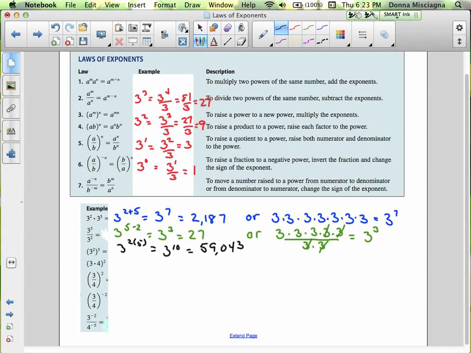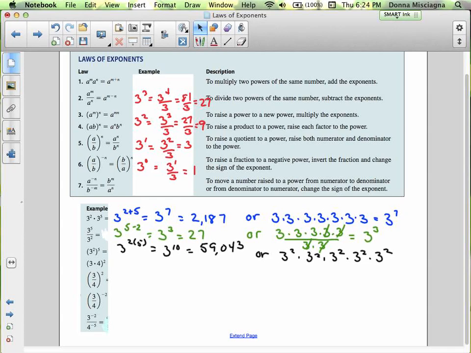All right, now to think about why that would be true. If I'm raising 3 squared to the 5th power, that's the same as 3 squared times 3 squared times 3 squared times 3 squared times 3 squared. And each of those 3 squareds is 2 factors of 3. Well, I've got 2, 4, 6, 8, 10 factors of 3.